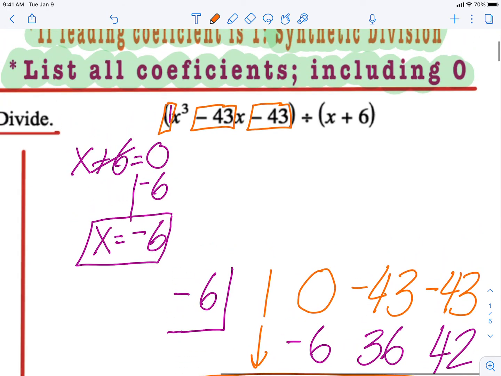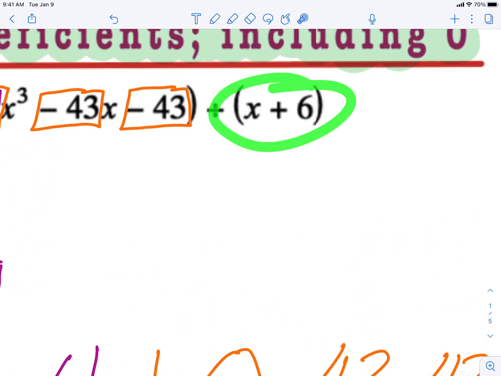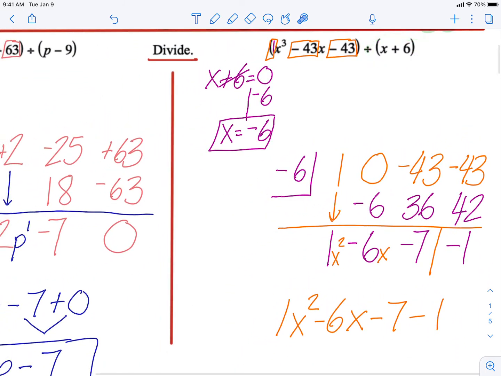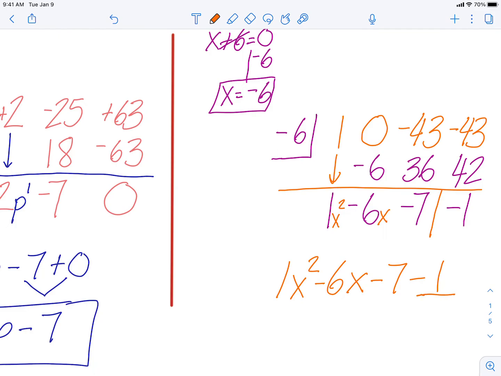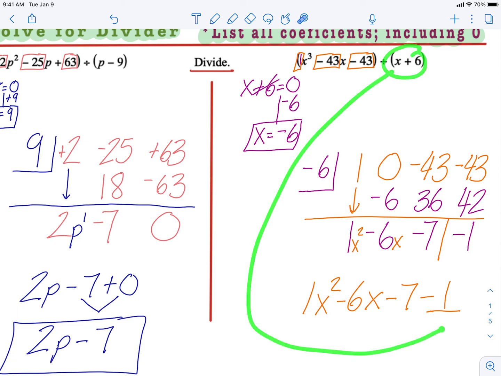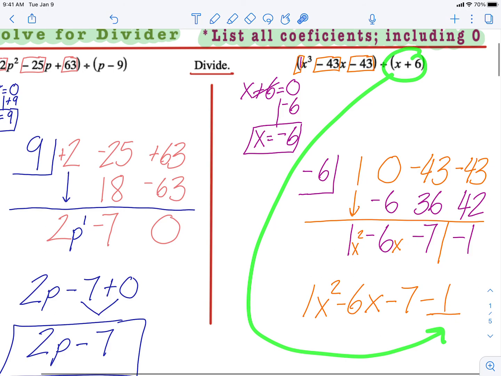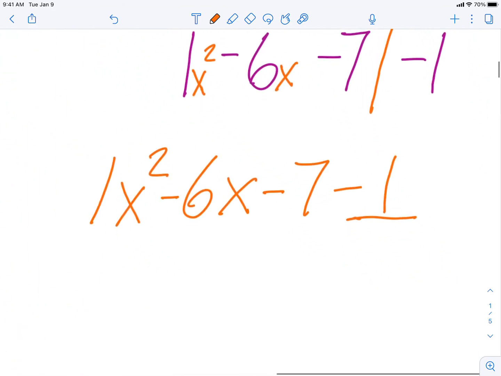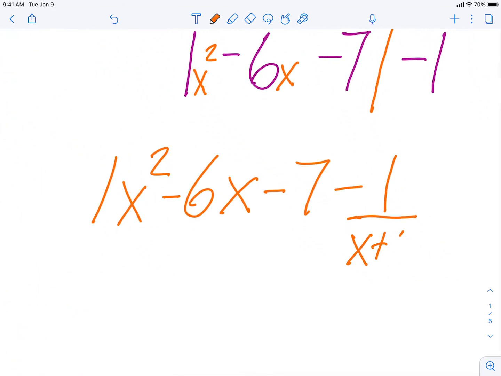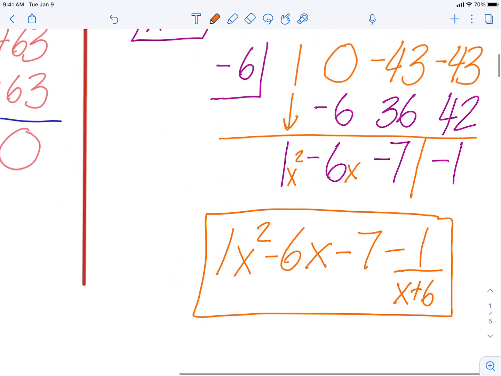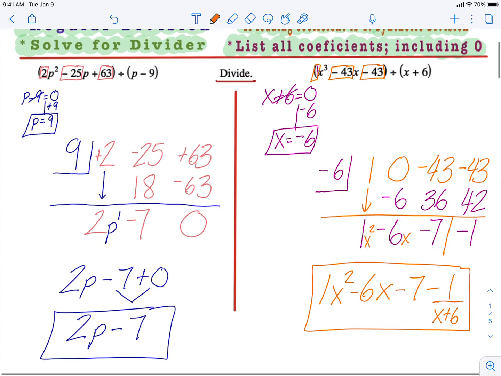Now, you see what I originally divided by? X plus 6. This x plus 6, kiddos, is going to go, I'm going to show you. I'm going to write this as a fraction. Got to zoom out a little bit. This x plus 6 is going to go right there. Look at that. X plus 6. So I'm going to write it right here. X plus 6. And that right here, kiddos, is going to be our solution. Look at that. And there we go. We are done.